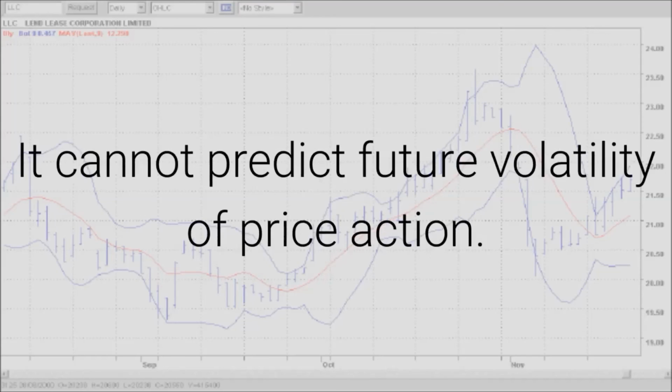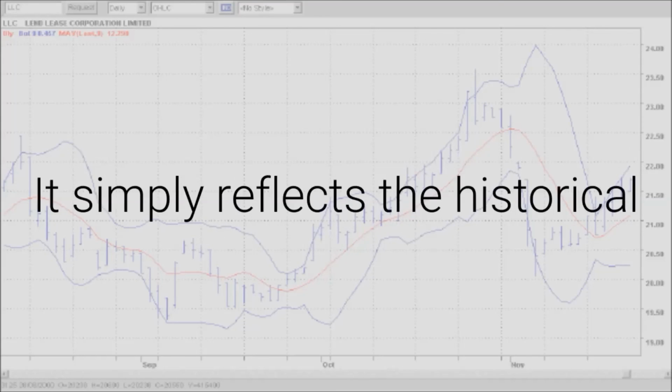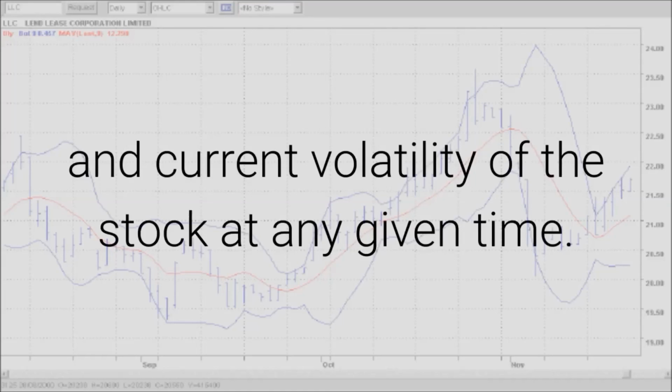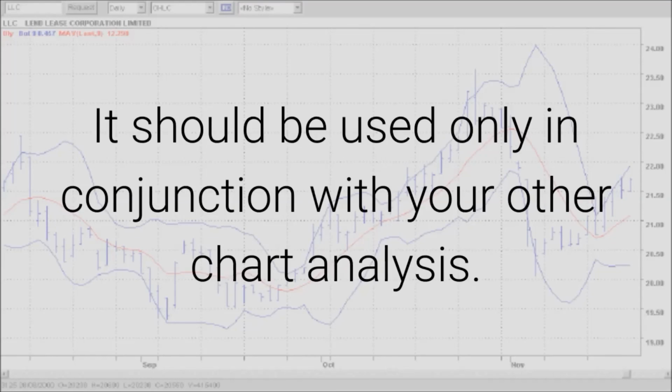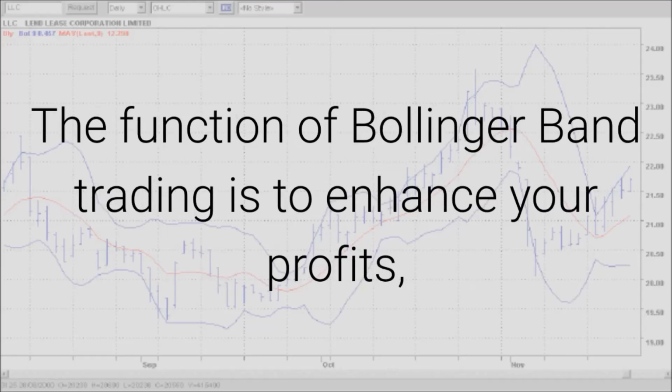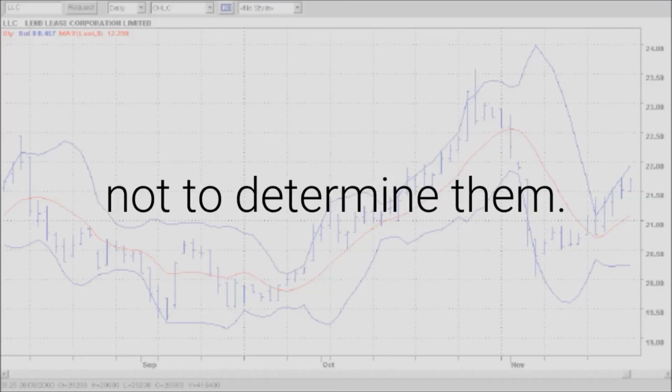It cannot predict future volatility of price action. It simply reflects the historical and current volatility of the stock at any given time. So do not place a trade based on this indicator alone. It should be used only in conjunction with your other chart analysis. The function of Bollinger Band trading is to enhance your profits, not to determine them.